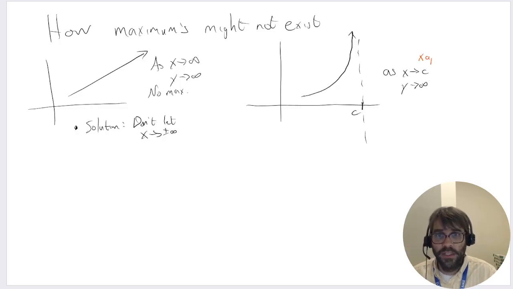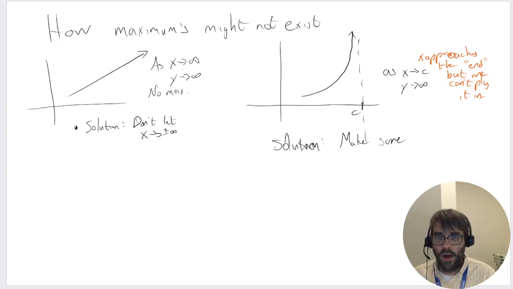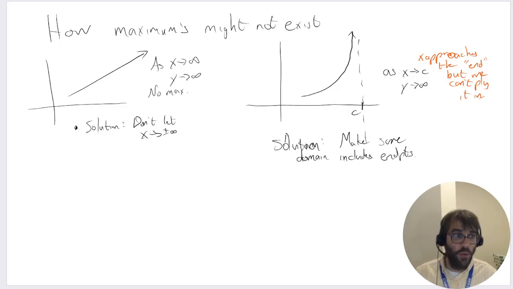So x approaches the endpoint, but we can't plug it in. And so the solution is to make sure our definition, the domain, includes the endpoints. Don't allow yourself to get really close to c, to approach c but not be able to plug in c, and then you can't do this.